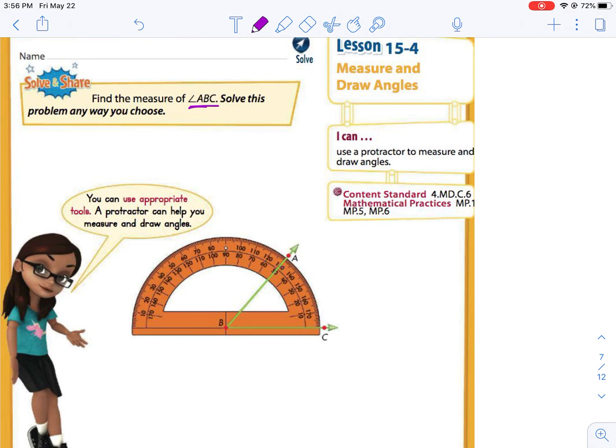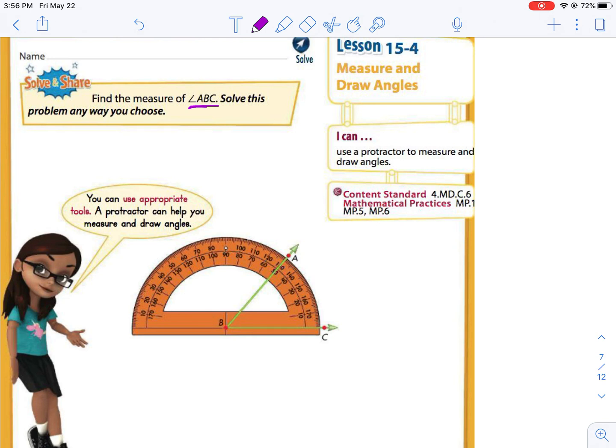Now, I don't know if you have a protractor at home. That's why I really want you to play the game that's on the other video, because you get to manipulate the protractor. But anyway, so stop it, look at it, stop it right now, and see if you can figure this one out.